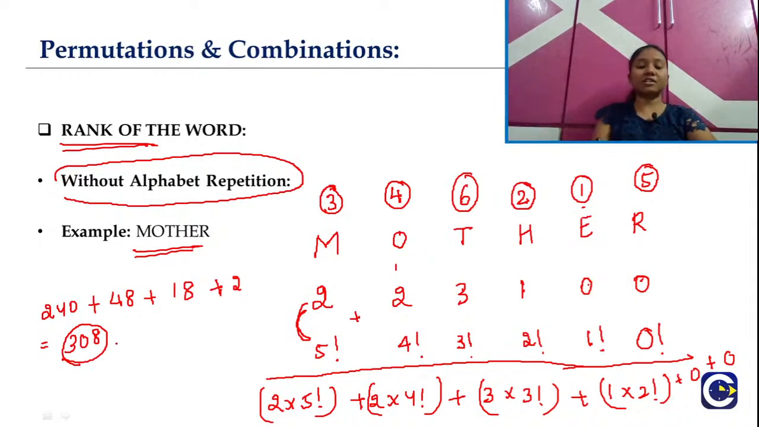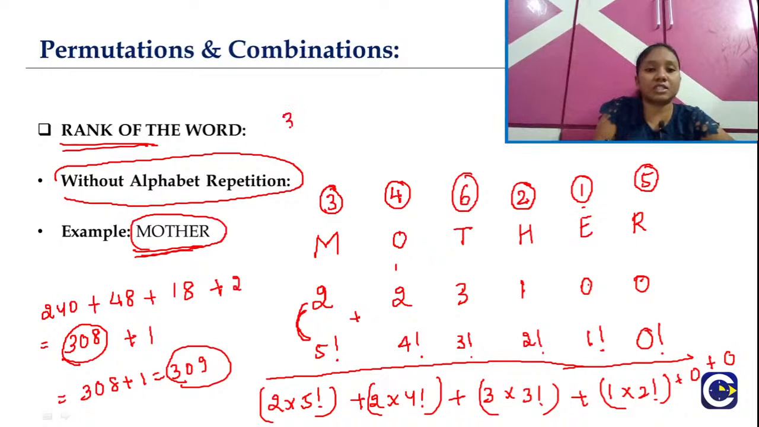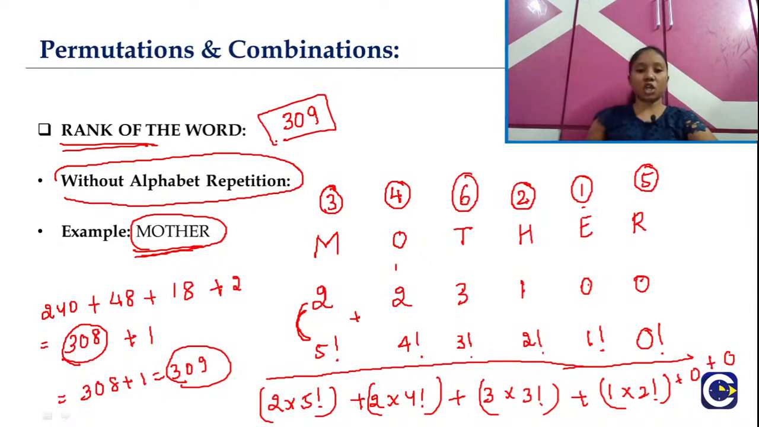But this is not the rank of the word mother. So once we calculated the whole thing, the final step is we have to add plus 1. That means 308 plus 1 will be equal to 309, which is the rank of the word mother. So the rank of the word mother is nothing but 309. So this is the basic shortcut which we will be applying here in order to find the rank of the word according to the dictionary.